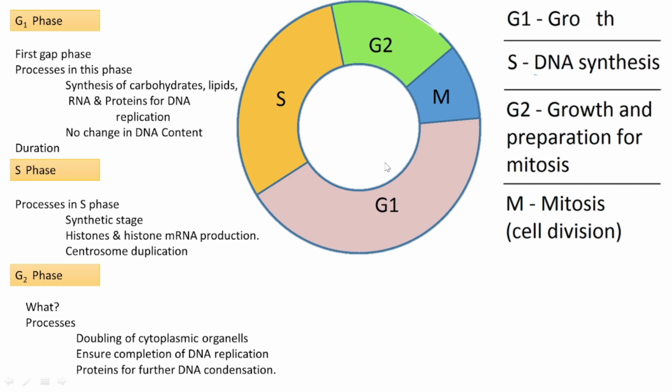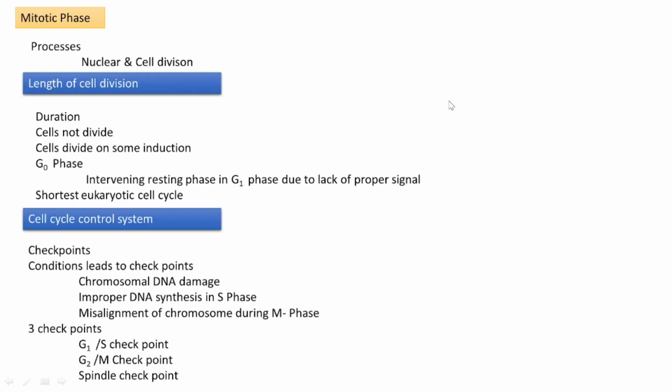So this picture shows the different stages in the cell cycle. We now understand G1, S and G2. Next we are going to see the M phase or mitotic phase. During this phase, nuclear and cell division happens.